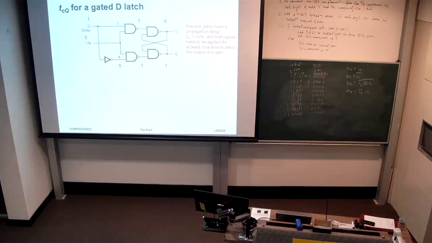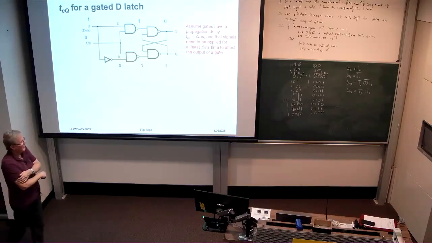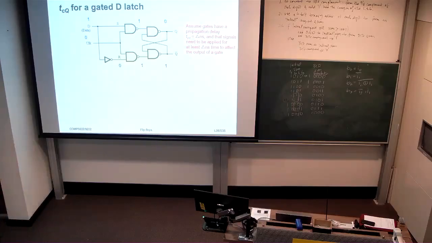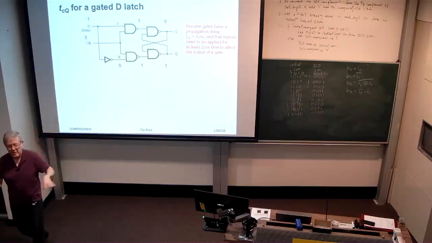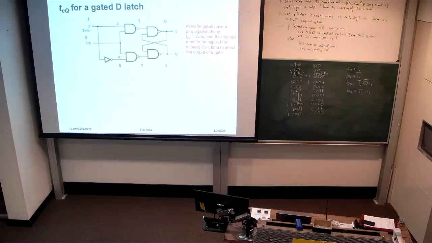Let's see how this TCQ comes about, the clock-to-Q propagation delay with the gated latch. It's the simplest circuit, so I think it's easier to appreciate with this device than it is with the flip-flops that we've looked at. So all we need to do is make an assumption about the latency or the delay, the propagation delay of a gate. That's usually called TPD, the propagation delay. And we're just going to assume that the delay of all gates is the same and it's delta nanoseconds. So it's small, but it's measurable.